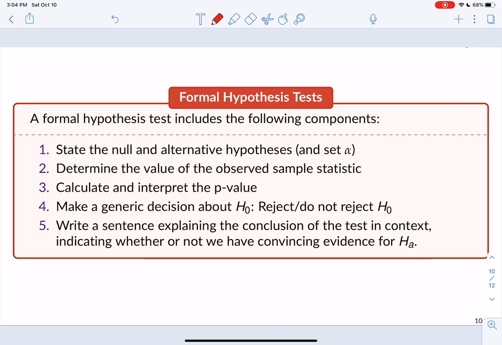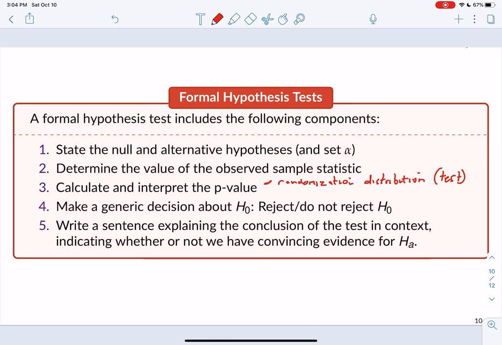And we're going to do this right now using something called a randomization distribution, which we learned last class. And when we're doing it in this way, it's also referred to as a randomization test. And we're going to use that to calculate and interpret our p-value.